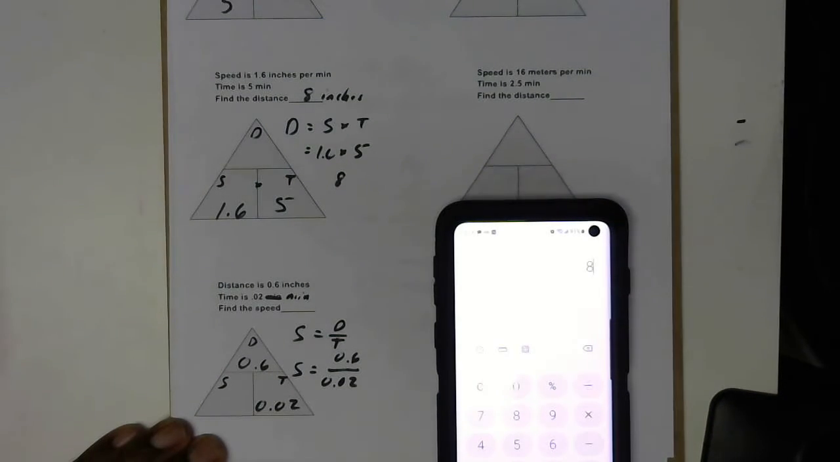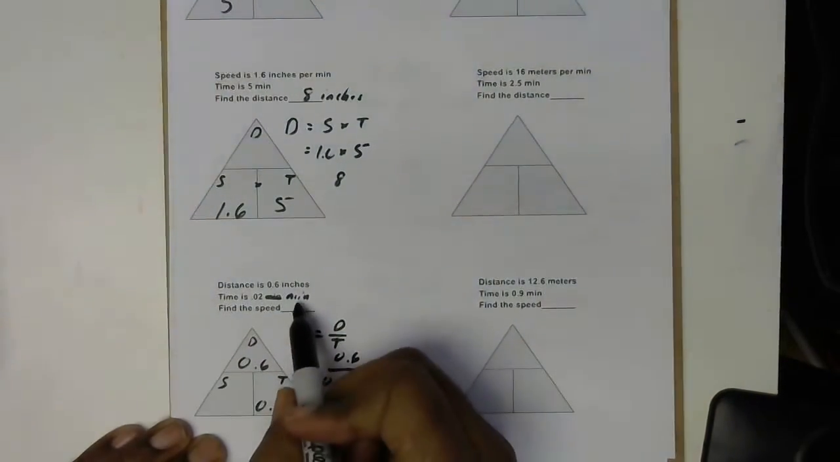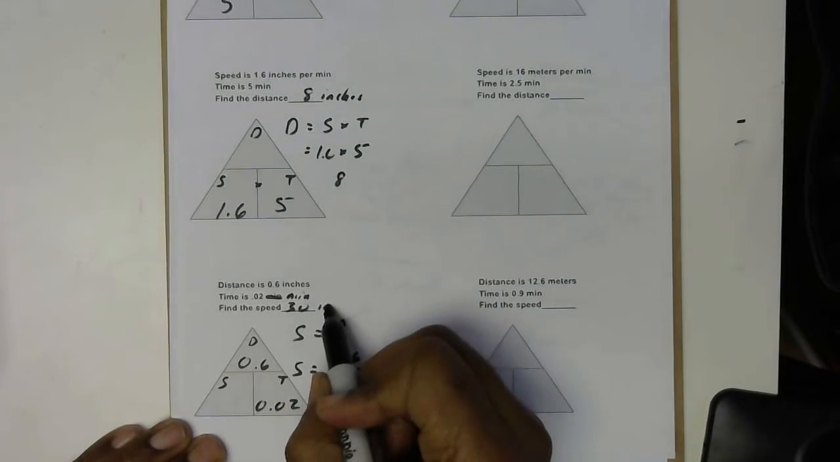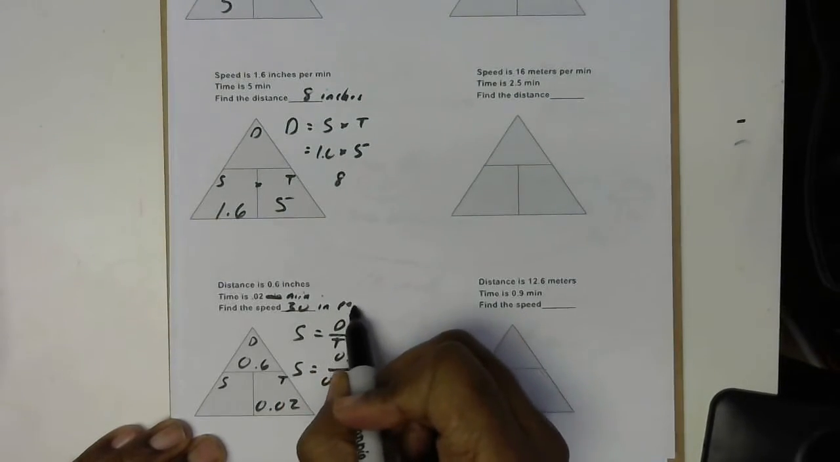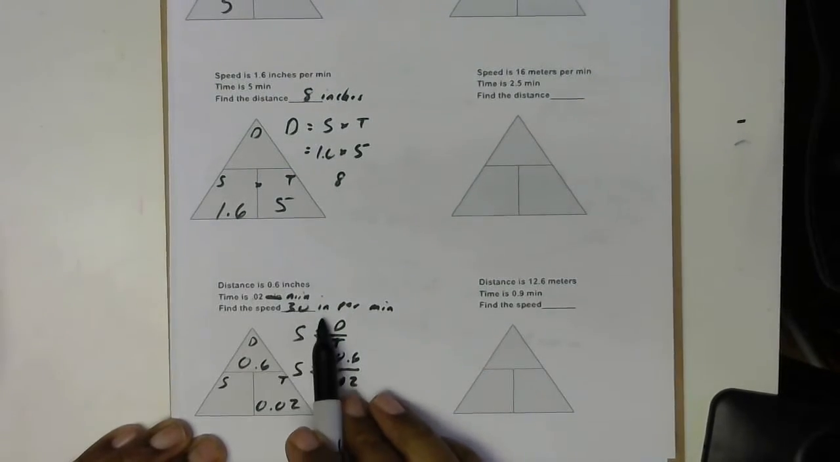So 0.6 divided by 0.02, and we get 30. So speed will be 30, and this will be 30 inches per minute. That's your speed, 30 inches per minute.